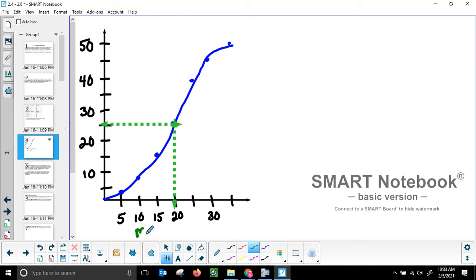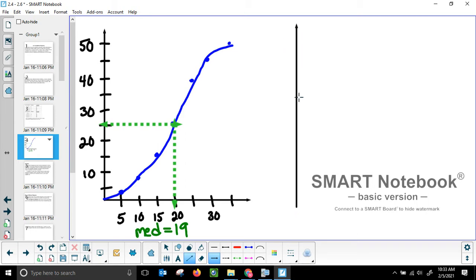So my median would equal 19. Now we want to do the same thing for battery brand B. And what I didn't do, that you always want to do when you're drawing graphs, is label your axes, really label everything. So this would be battery A.